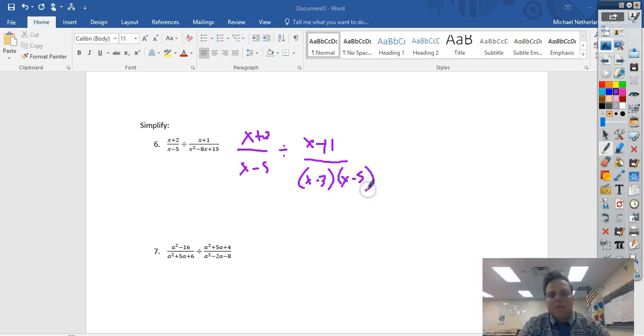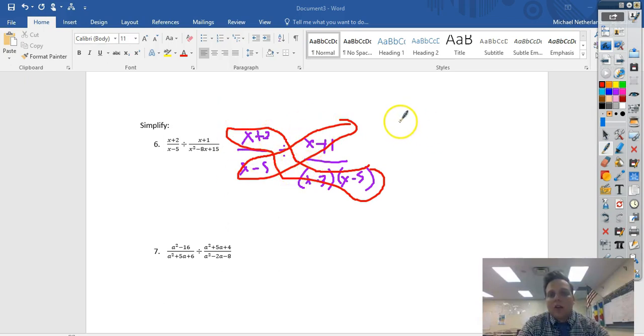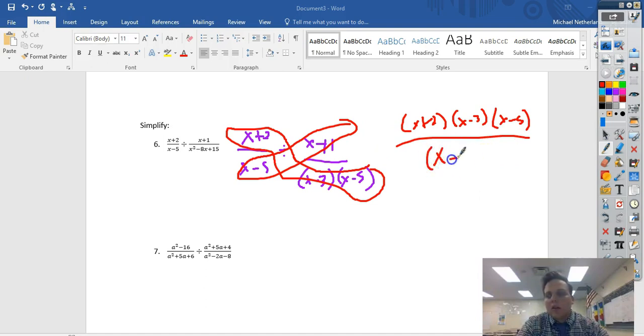Okay. So now, I have some students that really like to do the butterfly method. If you like keep, change, flip, go ahead. So the butterfly method would put all these 3 together, and it would put these 2 together. So this becomes your numerator, and this becomes your denominator. So you get x plus 2 times x minus 3 times x minus 5 all over x minus 5, x plus 1.